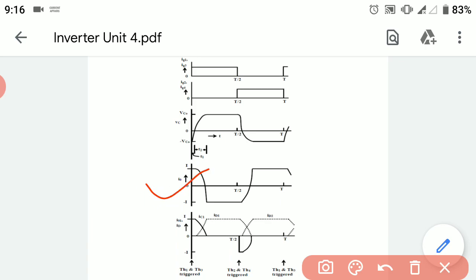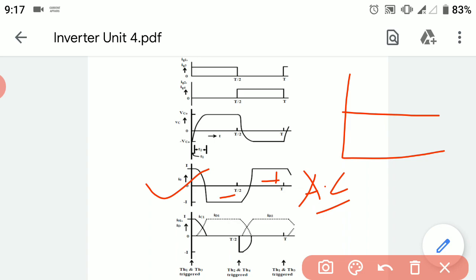This is the output waveform. As we are converting a DC supply into AC, this is the current through the load. As we can see, the current through the load has alternate positive and negative intervals, so this is an AC output from the load.